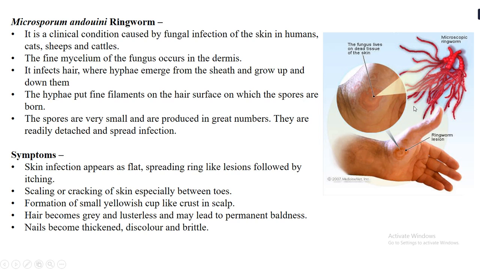The symptoms of this disease. The skin infection appears like flat spreading lesions on your skin. These lesions will be pale in color. Then there is scaling and cracking of your skin, especially between your toes. So if the infection is between your toes, there will be this cracking and scaling of your skin that will be observed. Then there is formation of small yellowish cup-like crusts on the scalp of your head. Then hair will become grey and lusterless. That means it will appear very dry, and it can also lead to permanent baldness.